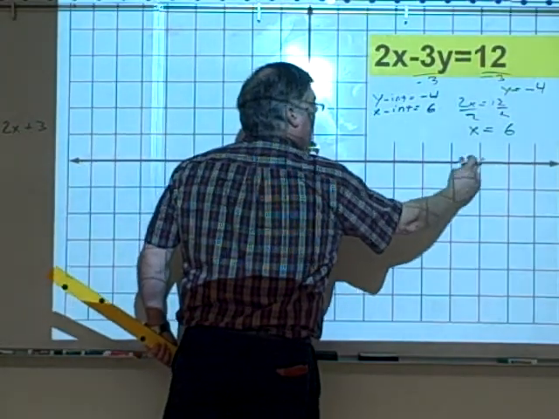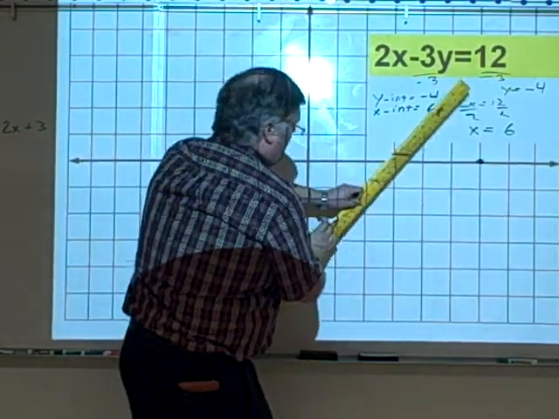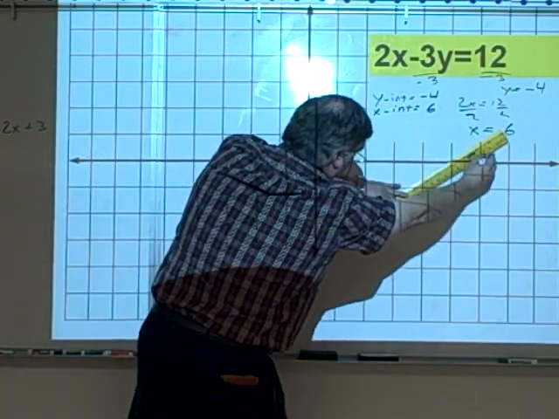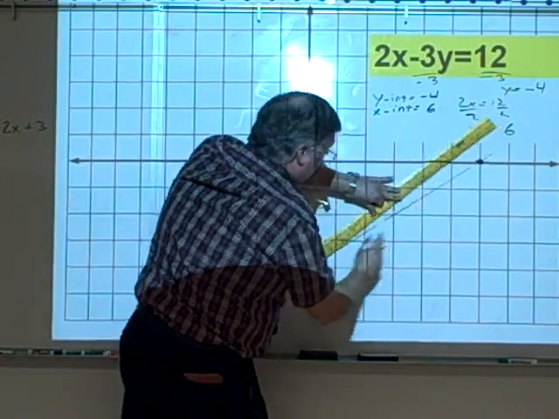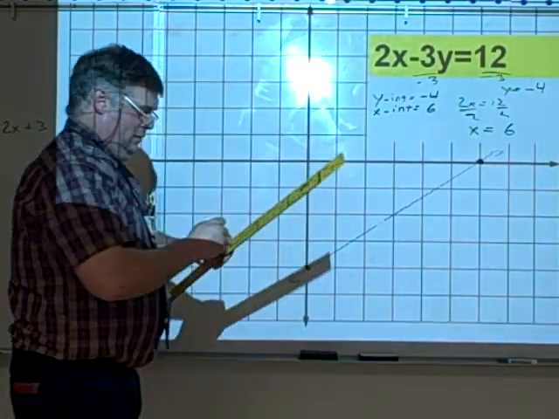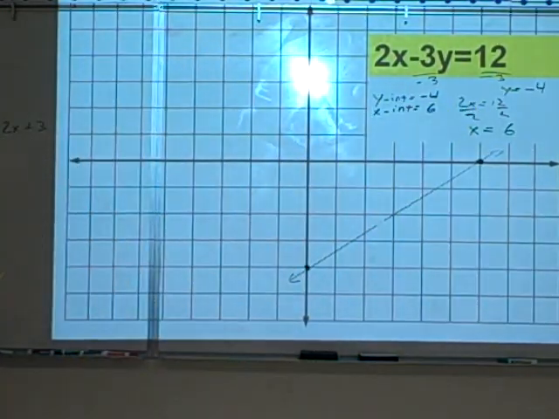Negative 4 for the y. Positive 6 for the x. Slap the ruler down. Draw the line through it. Arrowheads on the ends, and you've got your graph. Let's try another one.